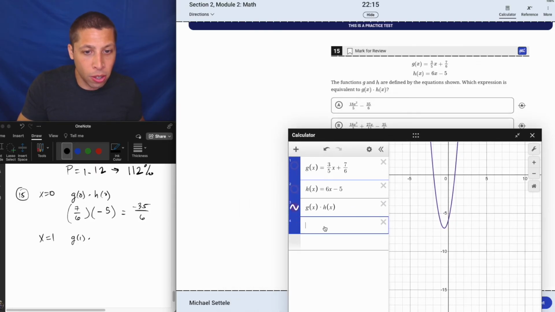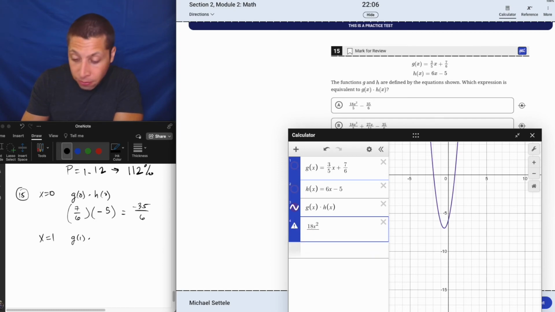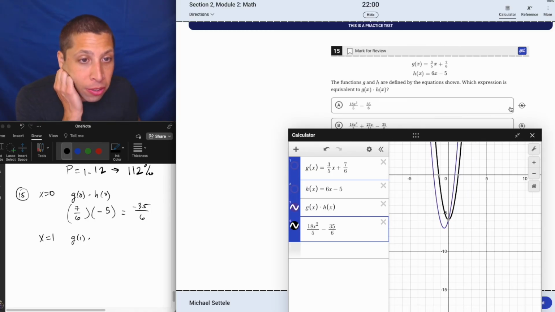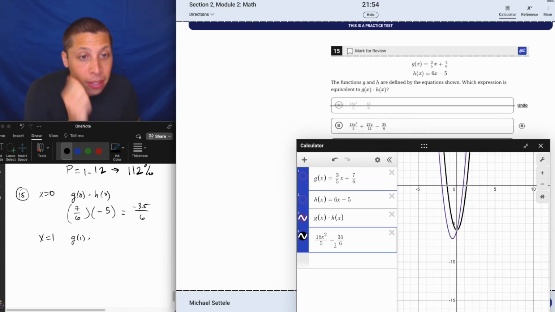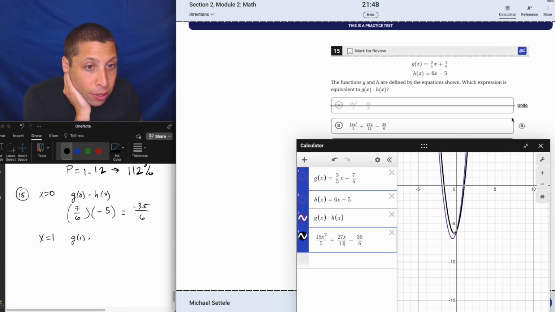So I don't think it's going to be choice A, but let's do it anyway. 18x squared divided by 5 minus 35/6. Different, so that doesn't work. B is 18x squared over 5, let's add in, plus 27x divided by 11. Still different, so that's no good.